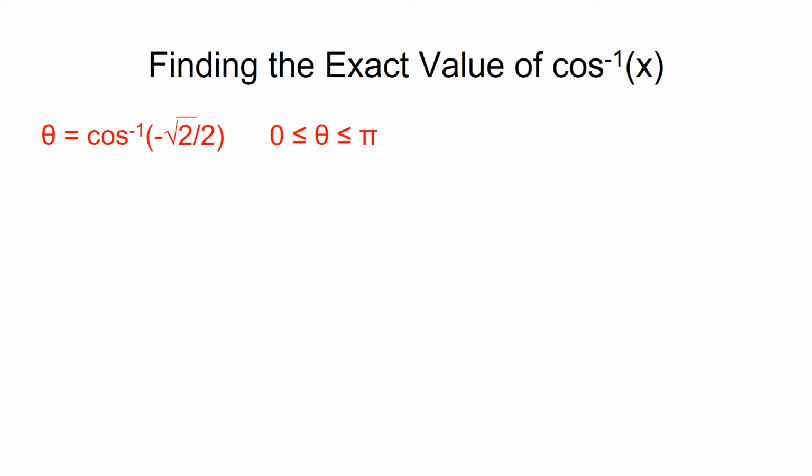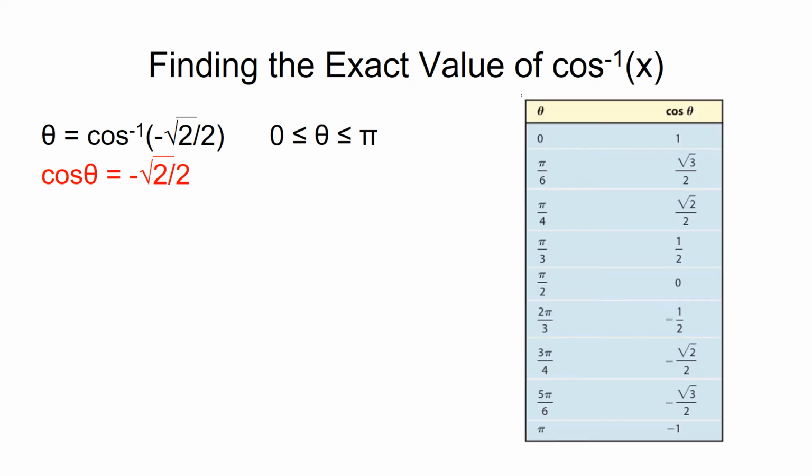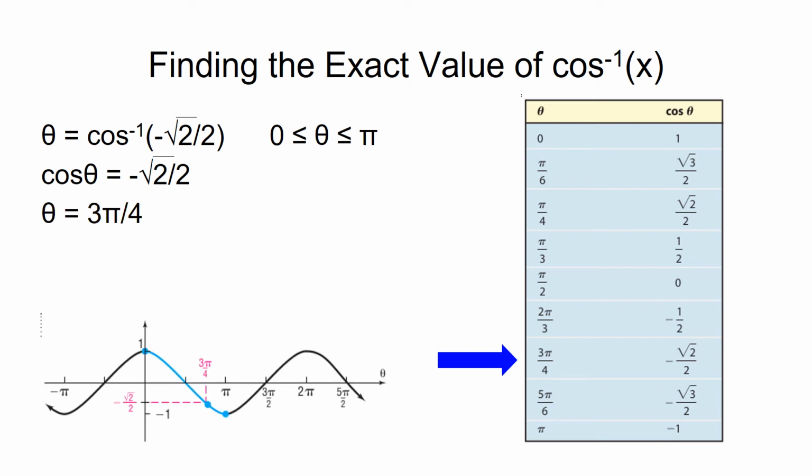Now let's consider the case where we want to know the value of the inverse cosine of minus the square root of 2 over 2. This value is about minus 0.7, which is between minus 1 and 1, so we will be able to find its inverse cosine. We rewrite the function as the cosine of theta is equal to minus the square root of 2 over 2. And then we look at our table of cosine values for selected angles. And we see that the angle that it matches is 3 pi over 4. And here's the point on the graph of the cosine function.